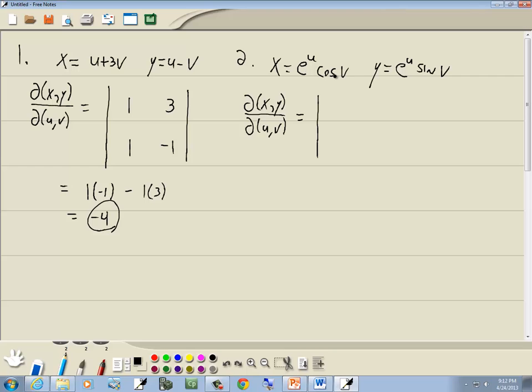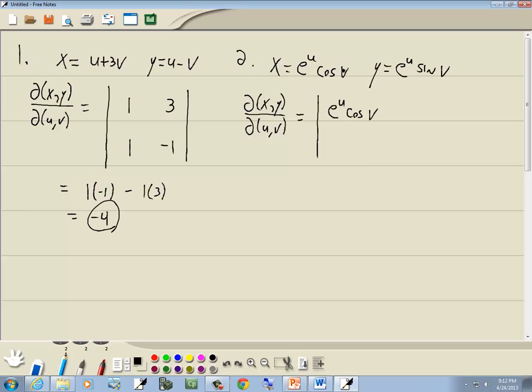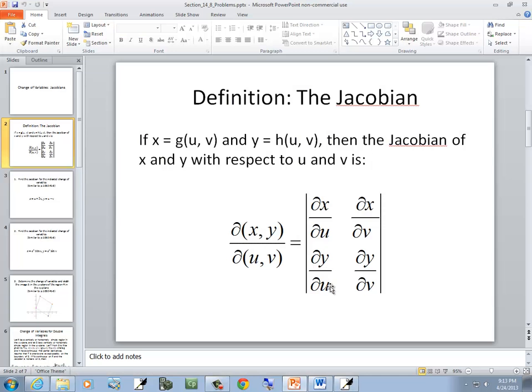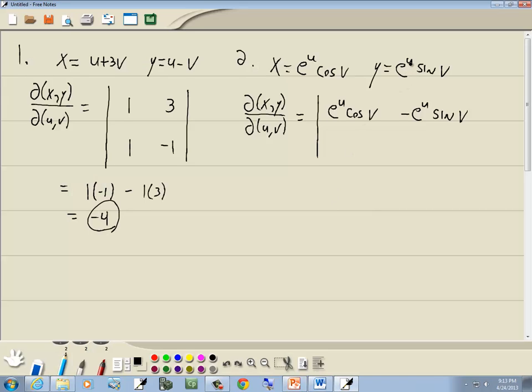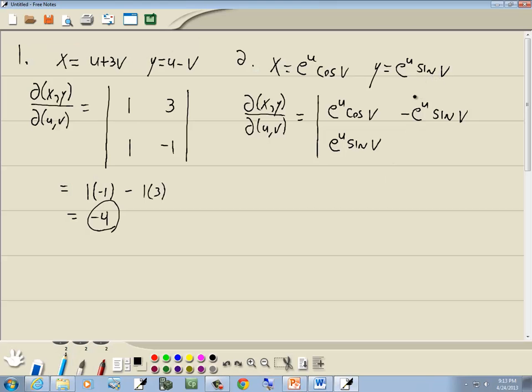With respect to u, the cosine v will be a constant, and the derivative of e to the u is e to the u. So that gives us e to the u cosine v. And this is the partial of x with respect to v. Well, the derivative of cosine is negative sine, so this becomes a negative e to the u sine v. This one's the partial of y with respect to u. With respect to u, again, the derivative of e to the u is e to the u, so this is e to the u sine v. And then the partial of y with respect to v. Well, the derivative of sine is cosine, so this will be e to the u cosine v.